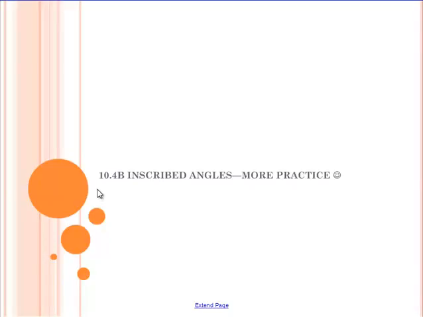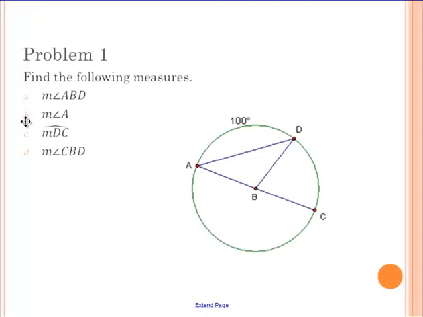Alright, we've got 6 problems going over inscribed angles for some extra practice. So, let's find the following measures. First off, I want to find measure ABD. So I want to find the central angle. Since the arc is 100, that means the central angle is also 100 degrees.